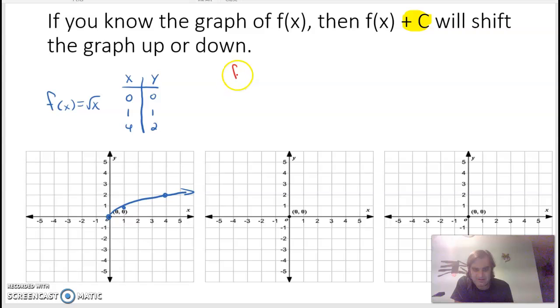So I'm going to add something to the end of it. F of x equals, let me leave that off. But let me take the square root function and add something to the end of it, like 3. So what does that do? Let me move that over too.